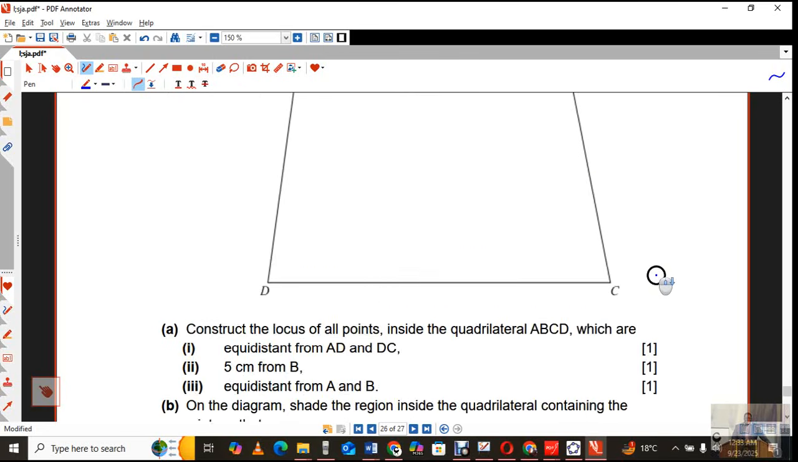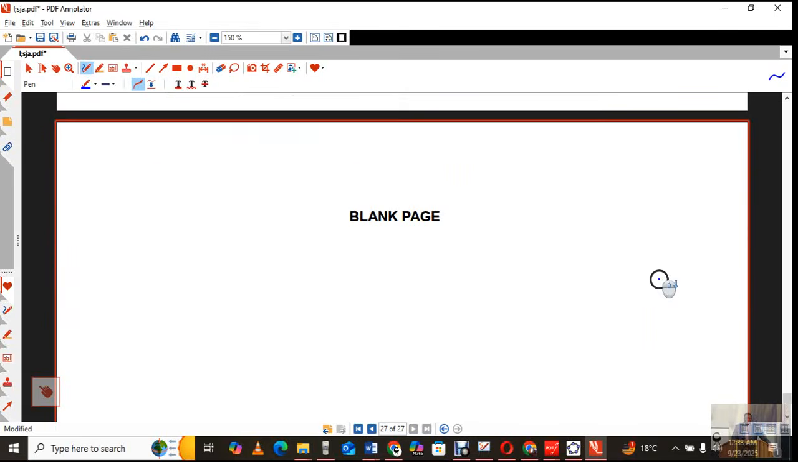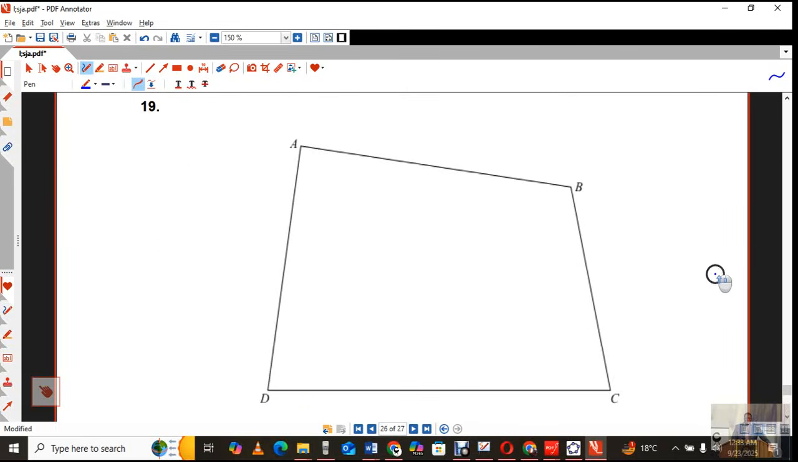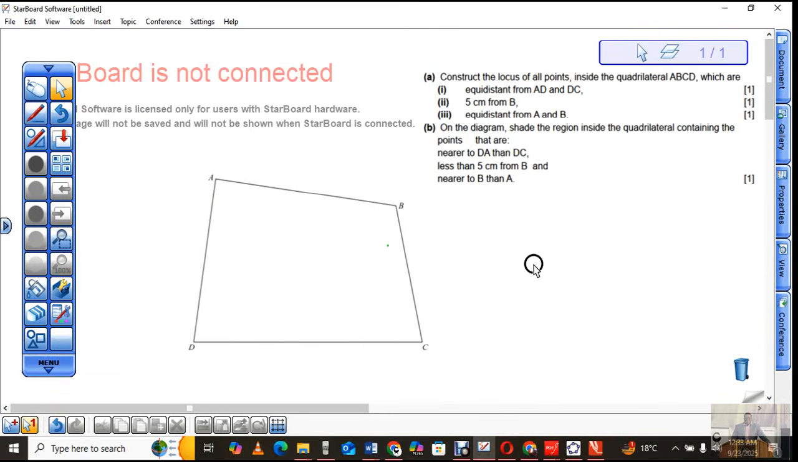Good. Right, we have got the very last question over here, which I am going to do on the software, so bear with me for that one as well. All right, so let's see. We have this question here. Now I'm going to try to draw it so that it can appear the way it should be. They say construct a locus of points inside the quadrilateral which are equidistant from AD and DC.